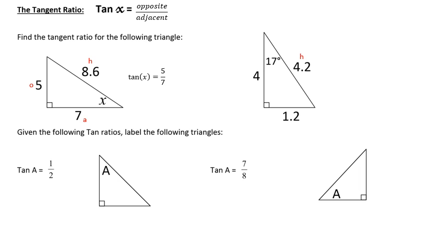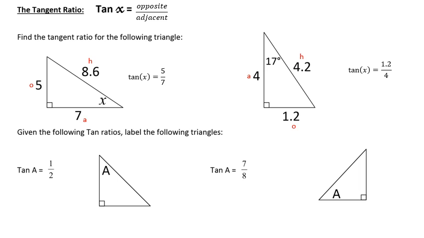My opposite is across from the relevant angle. So this time it's noted as a number, 17 degrees, instead of a letter or a variable x, but it's still a relevant angle. So the opposite side is across from it, which is 1.2. And the adjacent side is the one next to it, which is 4. So if I want to write my tangent ratio, which is opposite over adjacent, it would be 1.2 over 4.